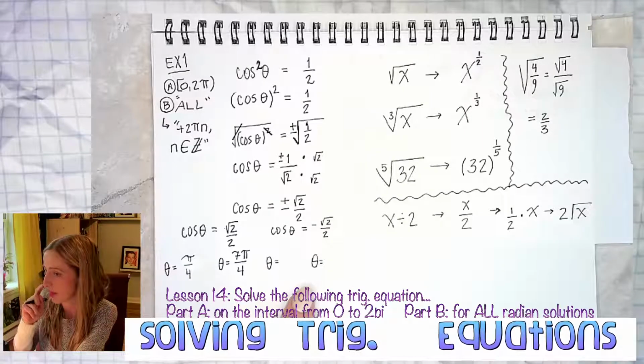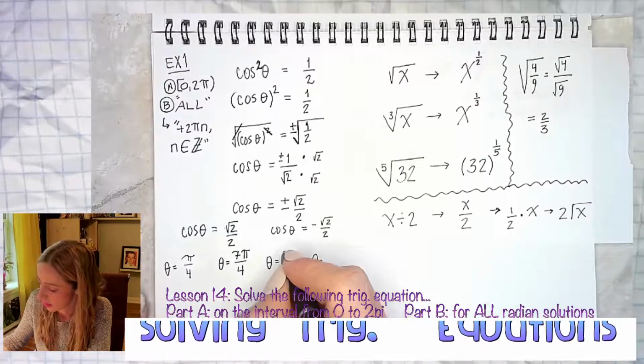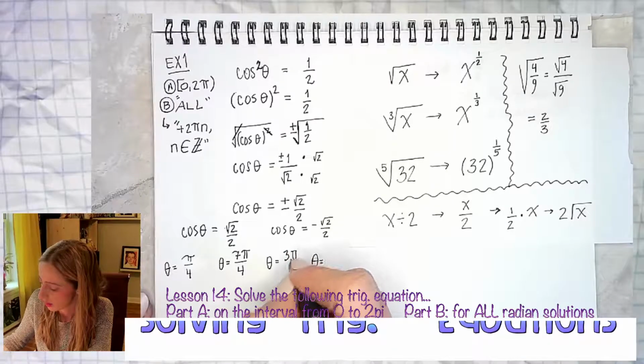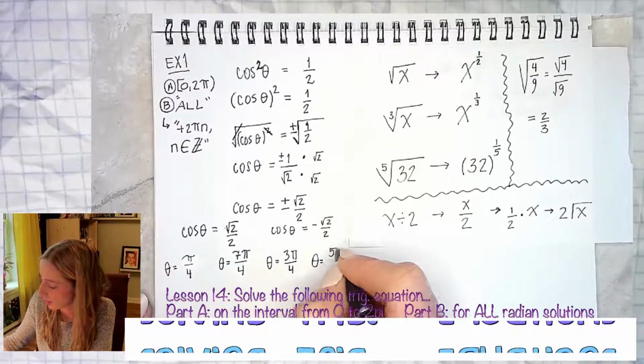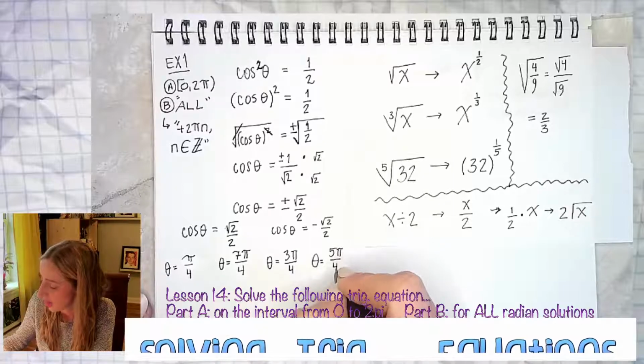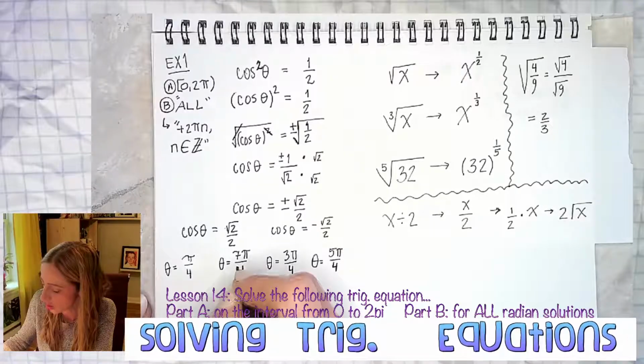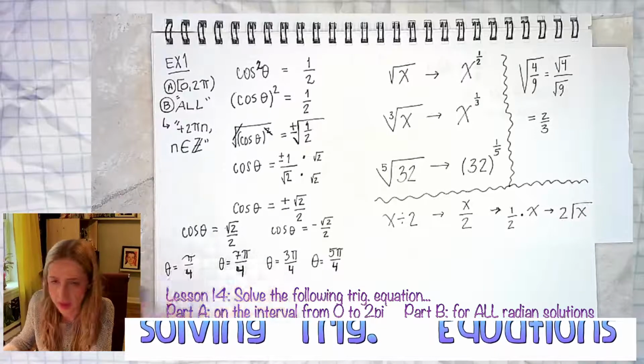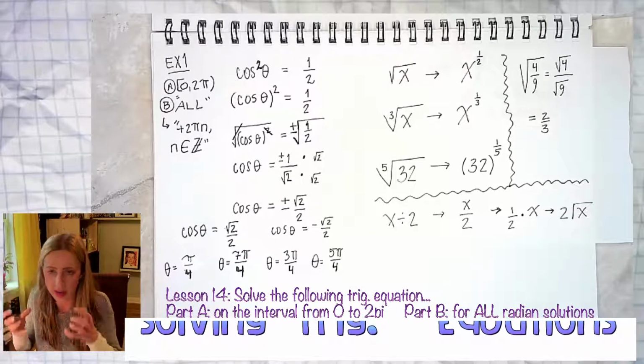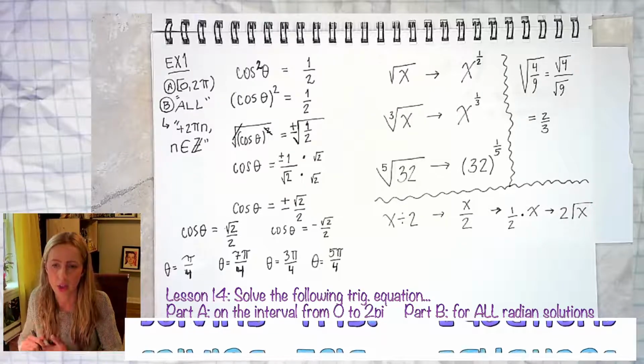Go ahead, Mason, you want to share? 3 pi over 4 and 5 pi over 4. Amazing. Perfect. And I mentioned before, your denominators should all really match each other when they are all cosine of the same ratio. So this should look pretty good.